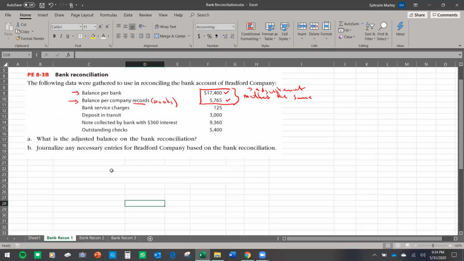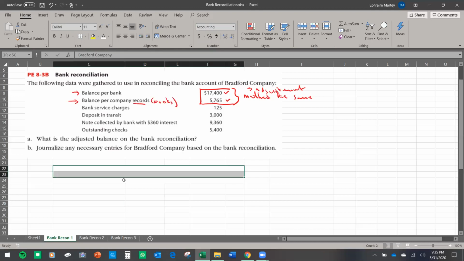So this is a statement, and you need to have a title for your statement. We have the company's name, Bradford Company, and bank reconciliation.